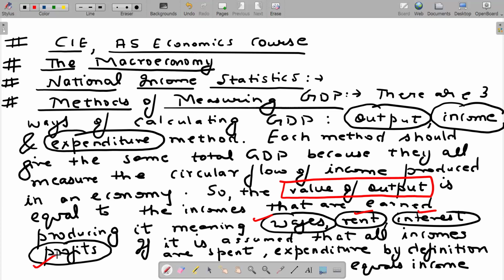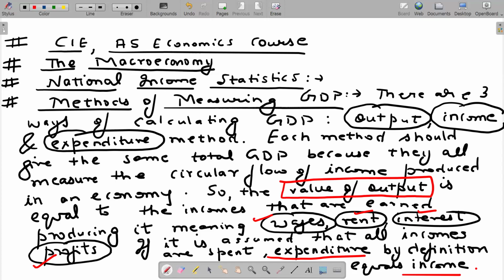That means output and income are equal, and this income which will be earned by the households through wages, rent, interest, and profits will finally be spent. Every penny of it will be spent by the households. We are assuming that the households will not save anything. Whatever income the households earn will ultimately be spent, so that expenditure will equal income. So that means all three are equal. Now let's look at all these approaches individually.